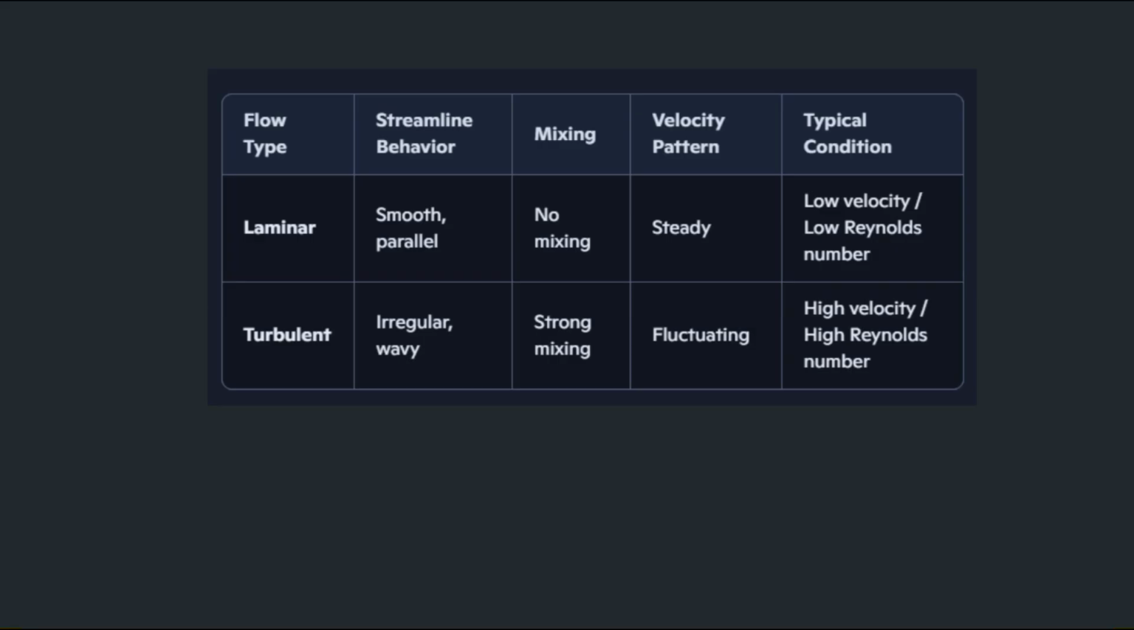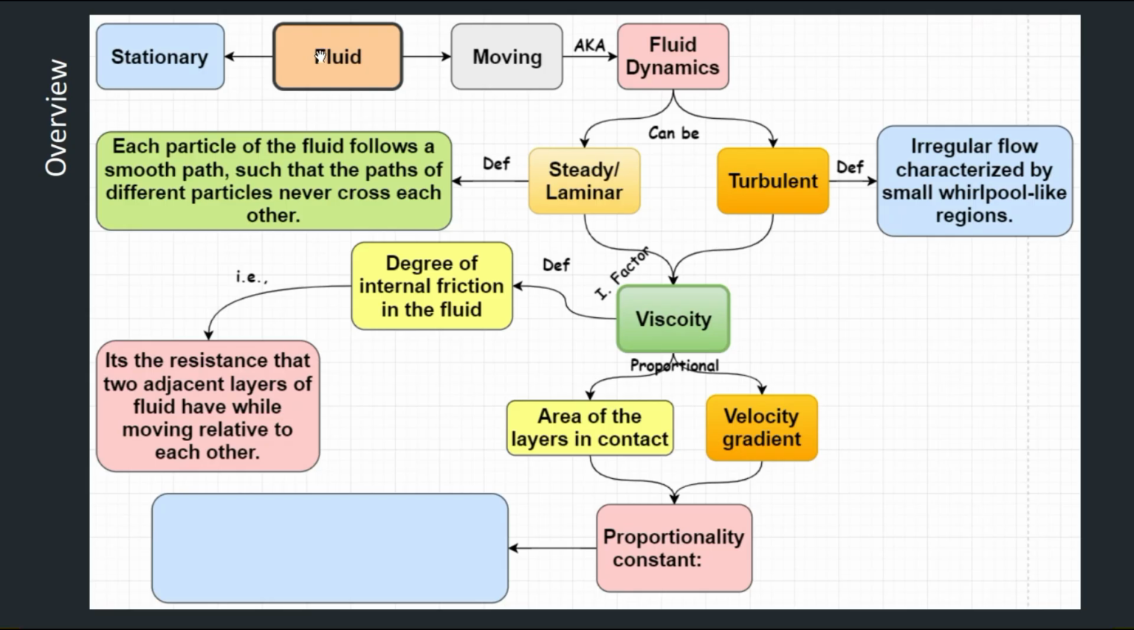So again, let me start from the top. Now we are looking at fluids which are moving, under the heading fluid dynamics. When we have fluids that are moving, the flow is either laminar or turbulent. Laminar is all that which I defined. Turbulent is very irregular. One of the main factors is viscosity. We'll be looking into this.